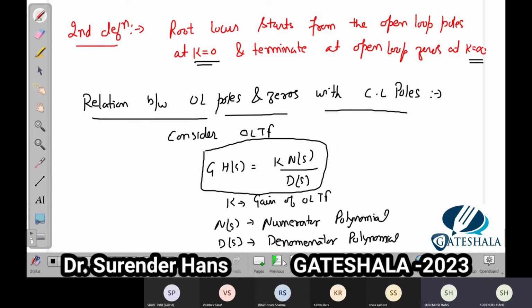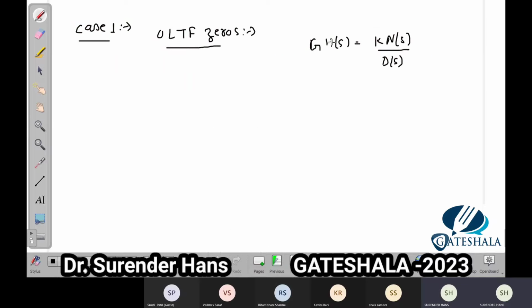Hello? No doubt, sir. Correct. Clear. Correct. So now GSHS is equal to K NS divided by DS. This is the open loop. This one is the open loop. That is given. Clear? So now, what are my open loop transfer function zeros?